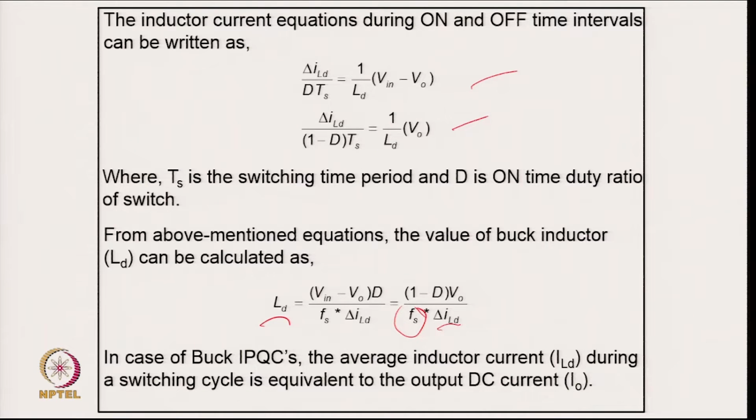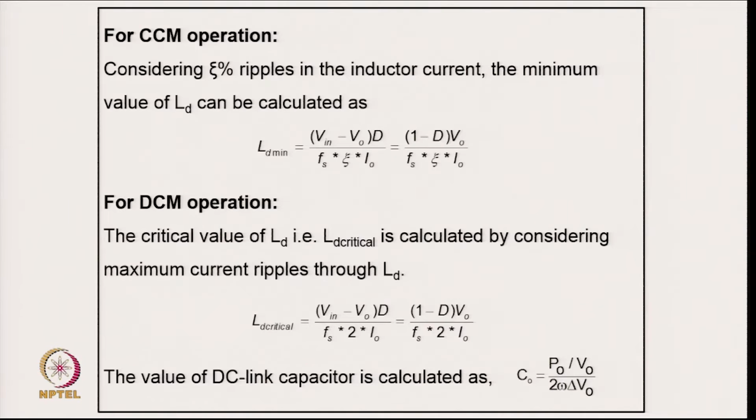In the case of a buck improved power quality converter, the average inductor current during the switching cycle is equivalent to the output current. From that, considering the ripple in the inductor current, the minimum value of the inductor can be calculated from the switching frequency and the percentage ripple, that is, how much you multiply the output average current by. That is how you get it for continuous conduction.